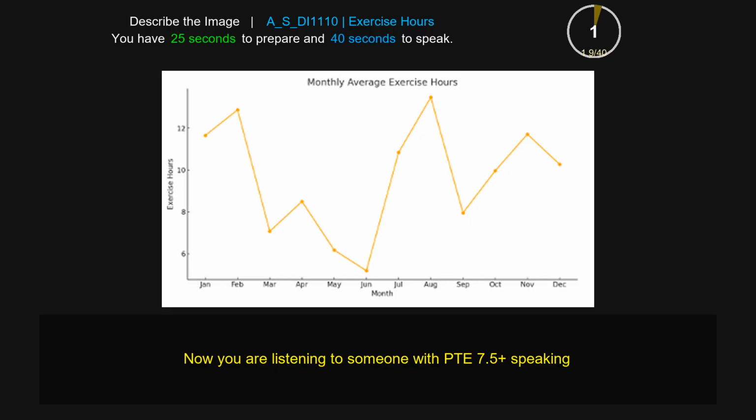This is a line chart that illustrates the monthly average exercise hours of different people. From the data, it is very clear that the data is given in hours. From the line graph, it is very clear that most of the people used to exercise in August, nearly 14 hours in a month, whereas it was the lowest in June, only 2 to 3 hours in a month. There are some fluctuations in this picture. Overall, this picture explains the monthly average exercise hours.